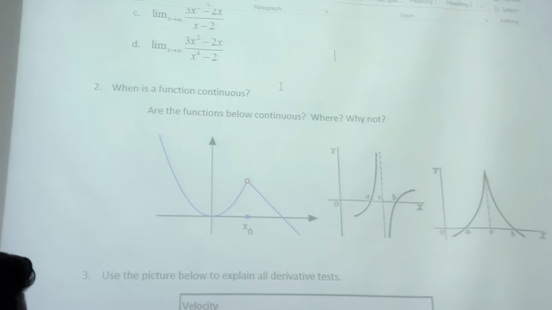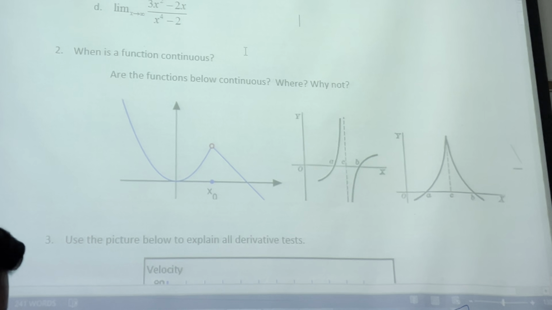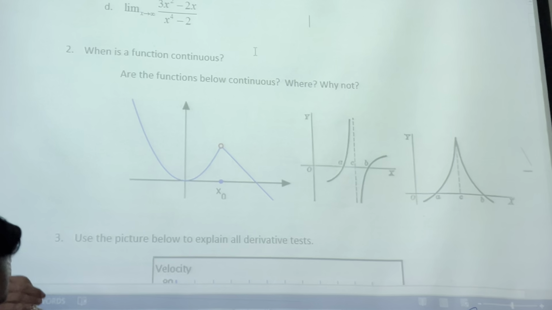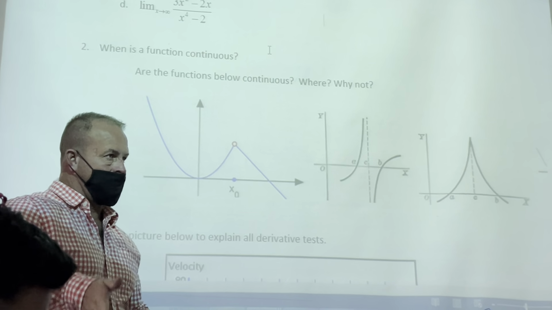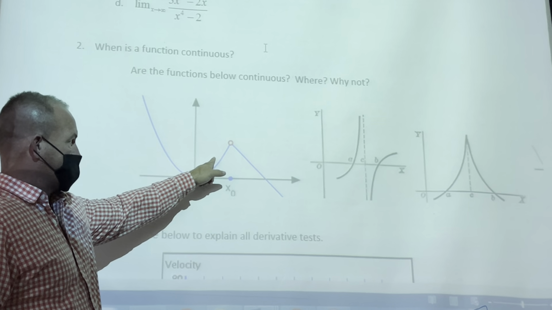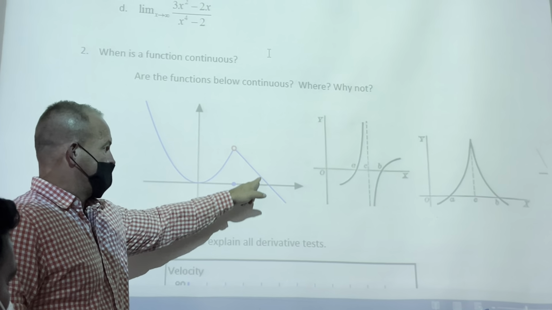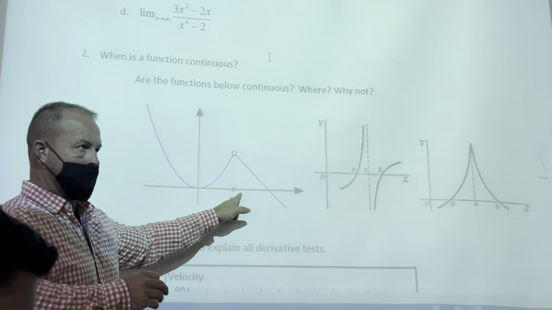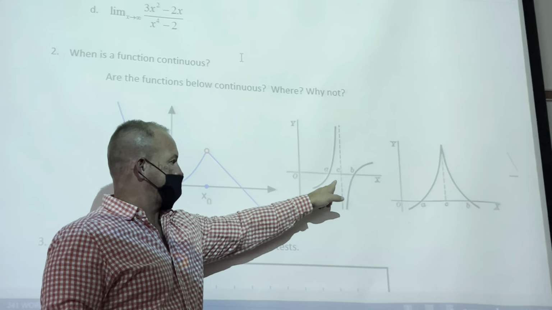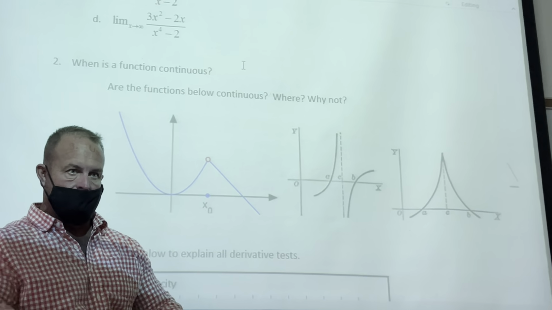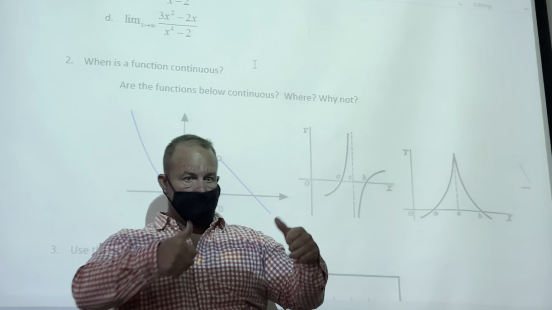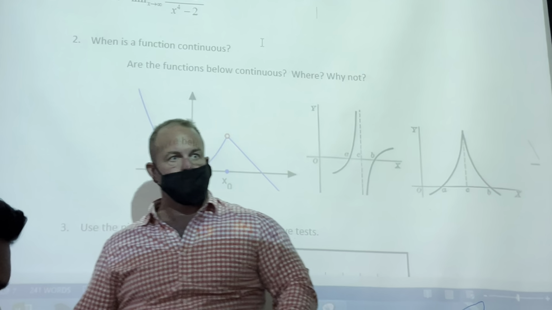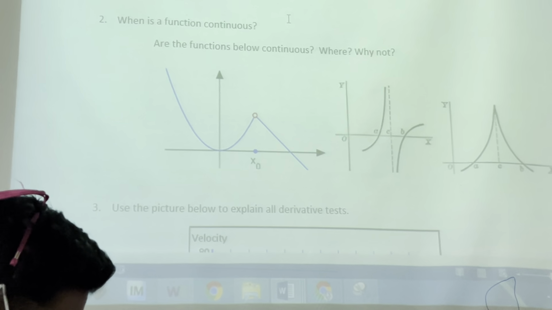All right. Is a function continuous? A function is continuous if the limit from the left equals the limit from the right equals f of c. The limit from the left equals the limit from the right does not equal f of c: not continuous. The limit from the left does not equal the limit from the right: not continuous. The limit from the left equals the limit from the right equals f of c: continuous. That's my wording I want to hear.